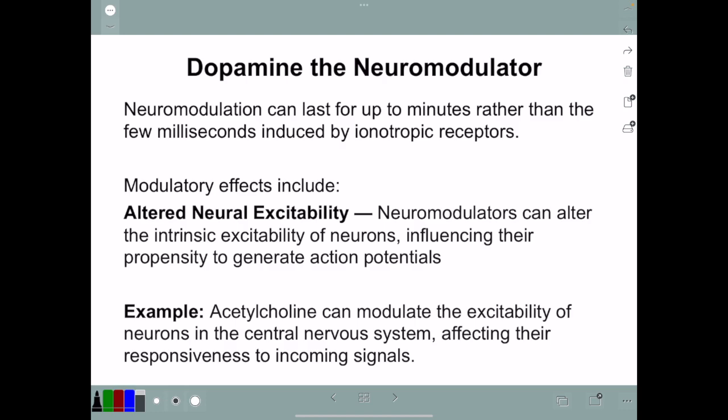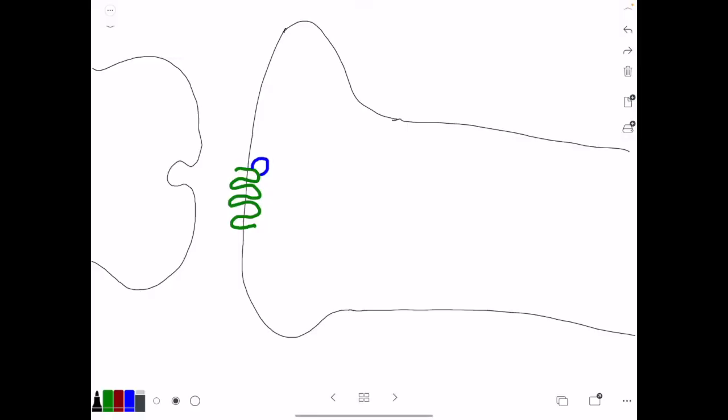And so we're going to be talking about acetylcholine and how acetylcholine can modulate the excitability of neurons in the central nervous system, affecting their responsiveness to incoming signals. So we'll see how acetylcholine, more than just triggering an action potential in the postsynaptic cell, can actually change the cell to make it more sensitive to future action potentials. So let's take a look at this drawing I have here.